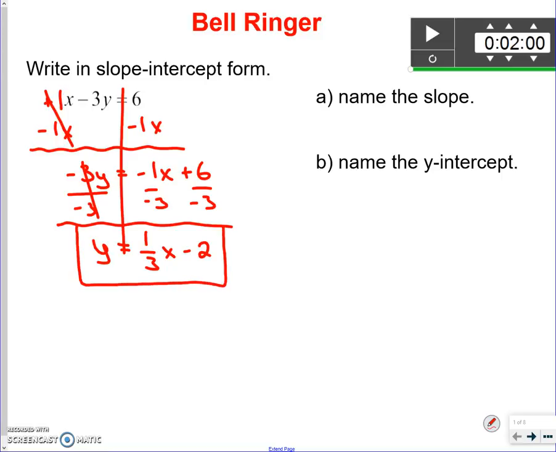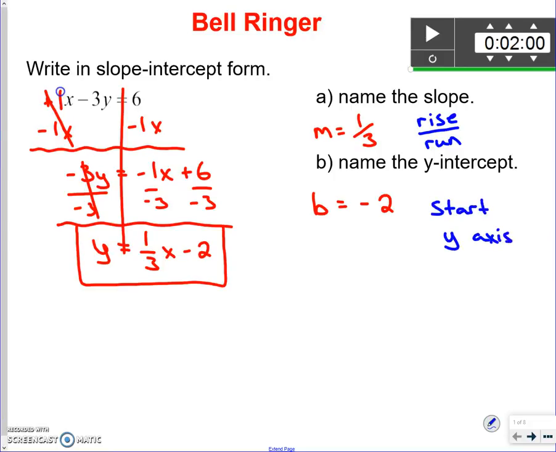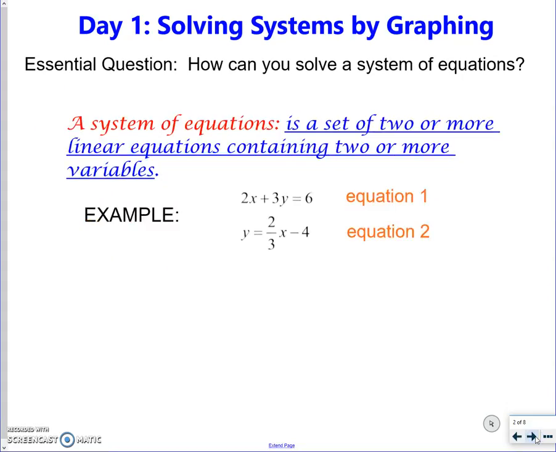So the slope here is going to be the letter m, which is 1/3. And then the b is going to be the y-intercept, which is negative 2. I want you guys to make a note that for today, when we look at slope, we're going to be thinking rise over run. And for the y-intercept, we're going to be thinking the starting point on the y-axis. So quick review. Just wanted to make sure we're remembering how to do that.